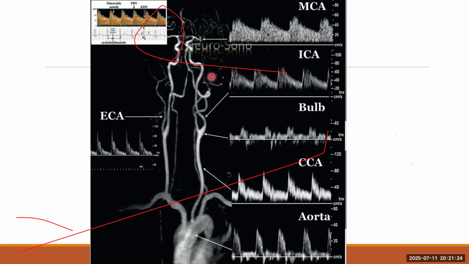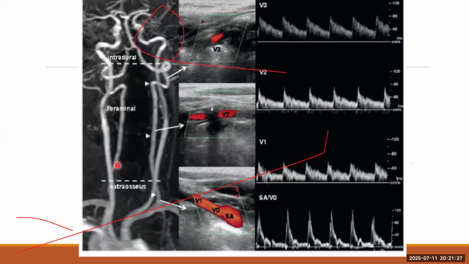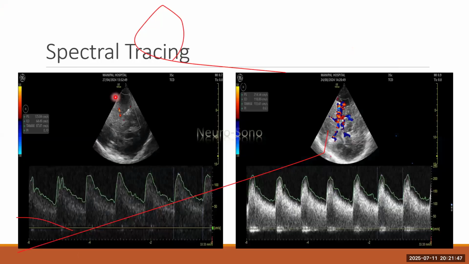This is again in the posterior circulation. The V1, which is the extracranial part, has typically a very high resistive pattern, whereas V3 and V4, which are the intracranial parts, have low resistive, low PI waveform patterns. This is the spectrum of the changes in the spectral waveforms as we move from the extracranial to the intracranial vasculature. So this is again the spectral tracing of the two types of insonation.